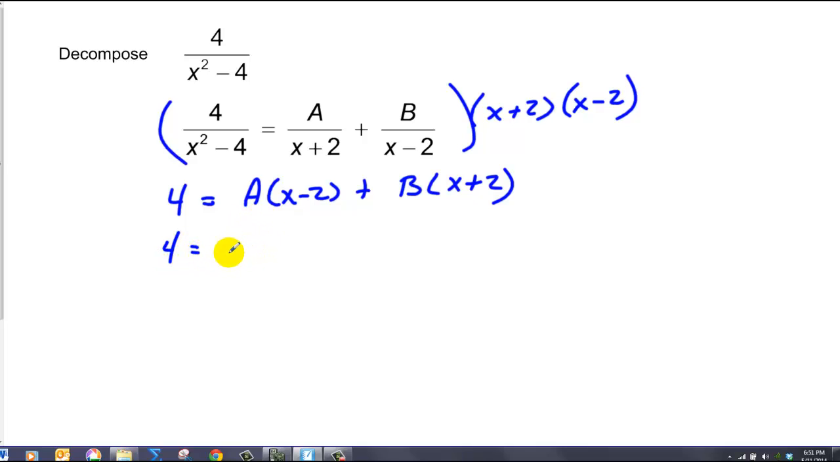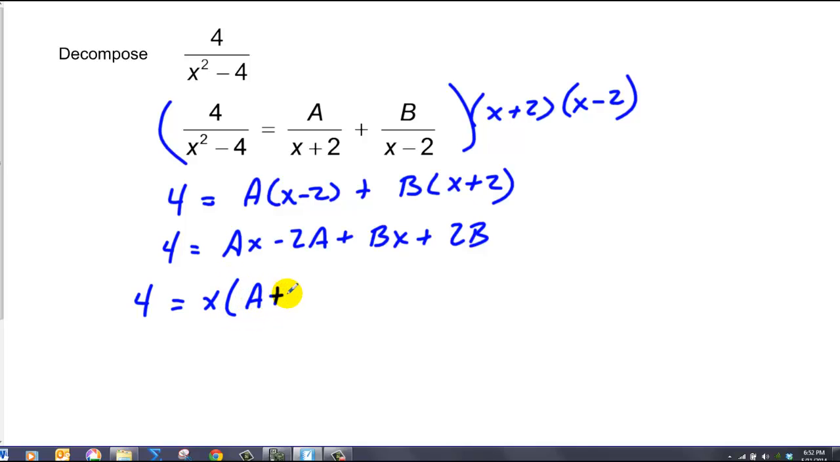Therefore, 4 would equal ax minus 2a plus bx plus 2b. Group my x terms and my constant terms again, so my x's are multiplied by the sum of a plus b, and my constants are negative 2a plus 2b.